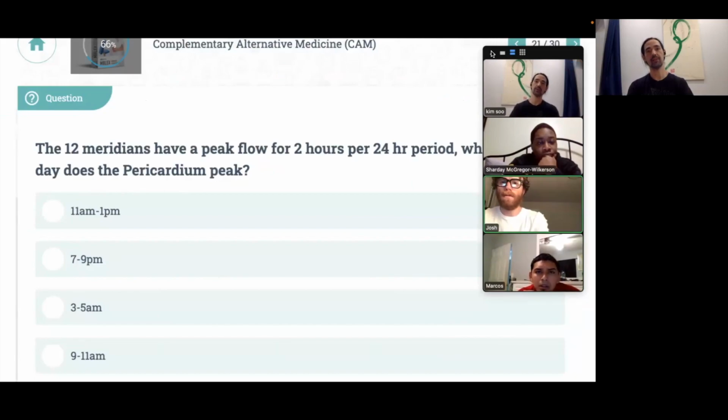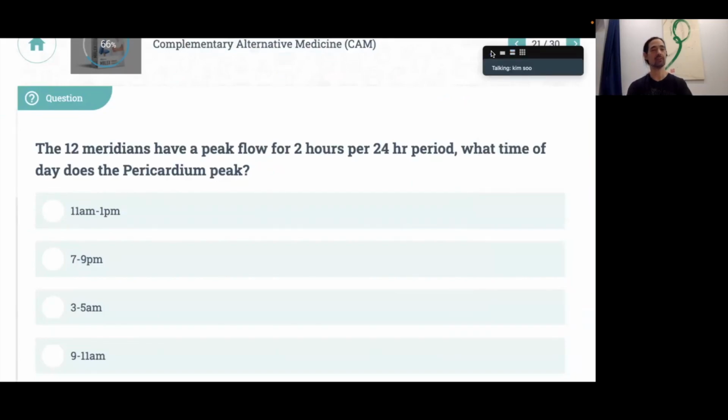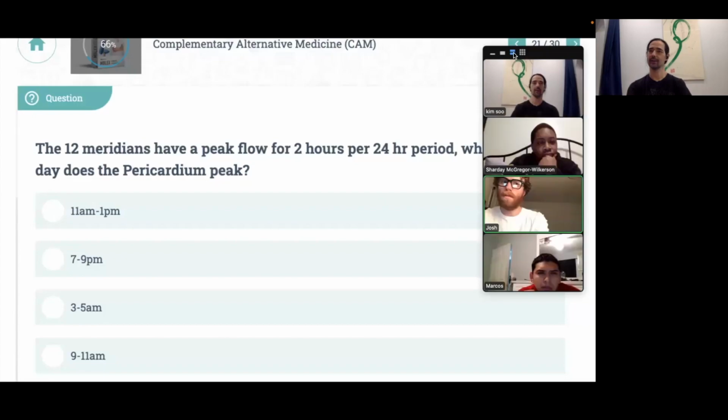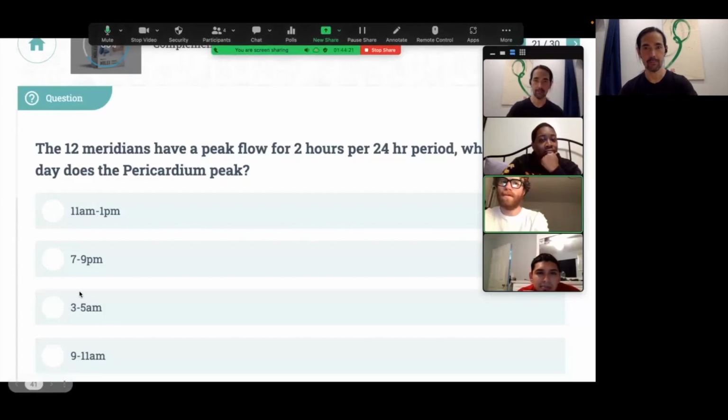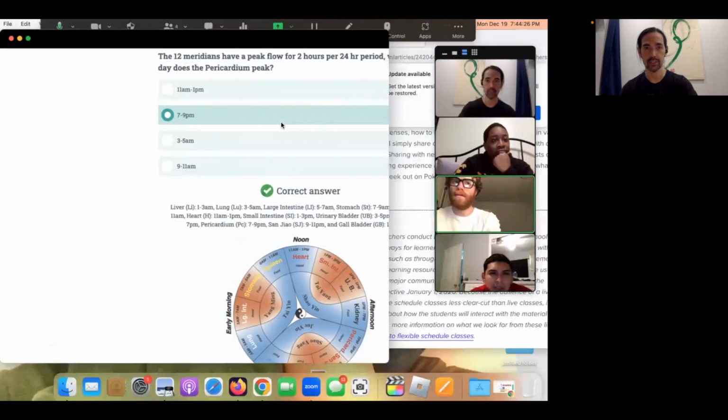Which of the 12 meridians have a peak flow for 2 hours per 24-hour period? What time of day does the pericardium peak? Oh my God. If they ask you that question, it's like, oh my God, what am I going to do? All right, let's count backwards. Actually, let's not count backwards.